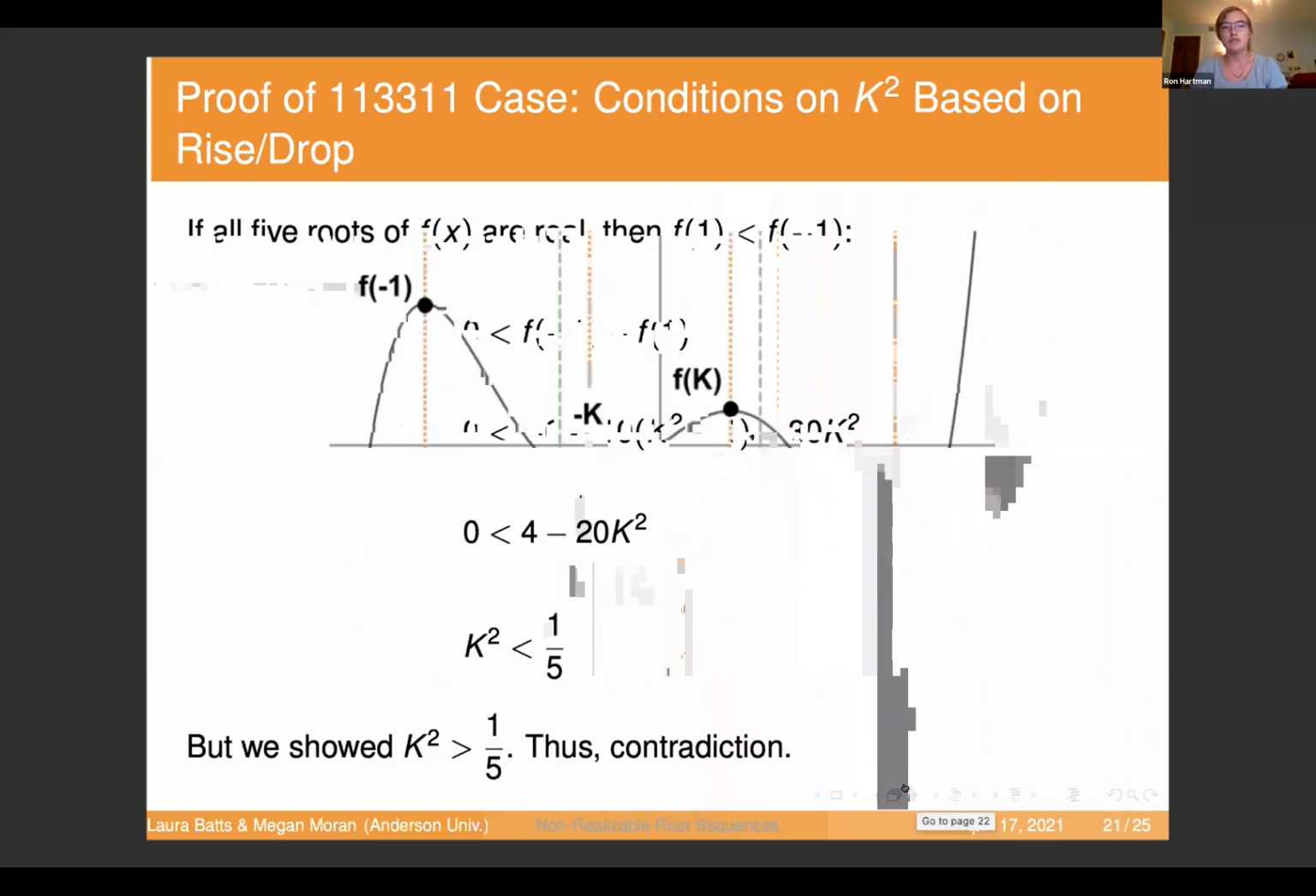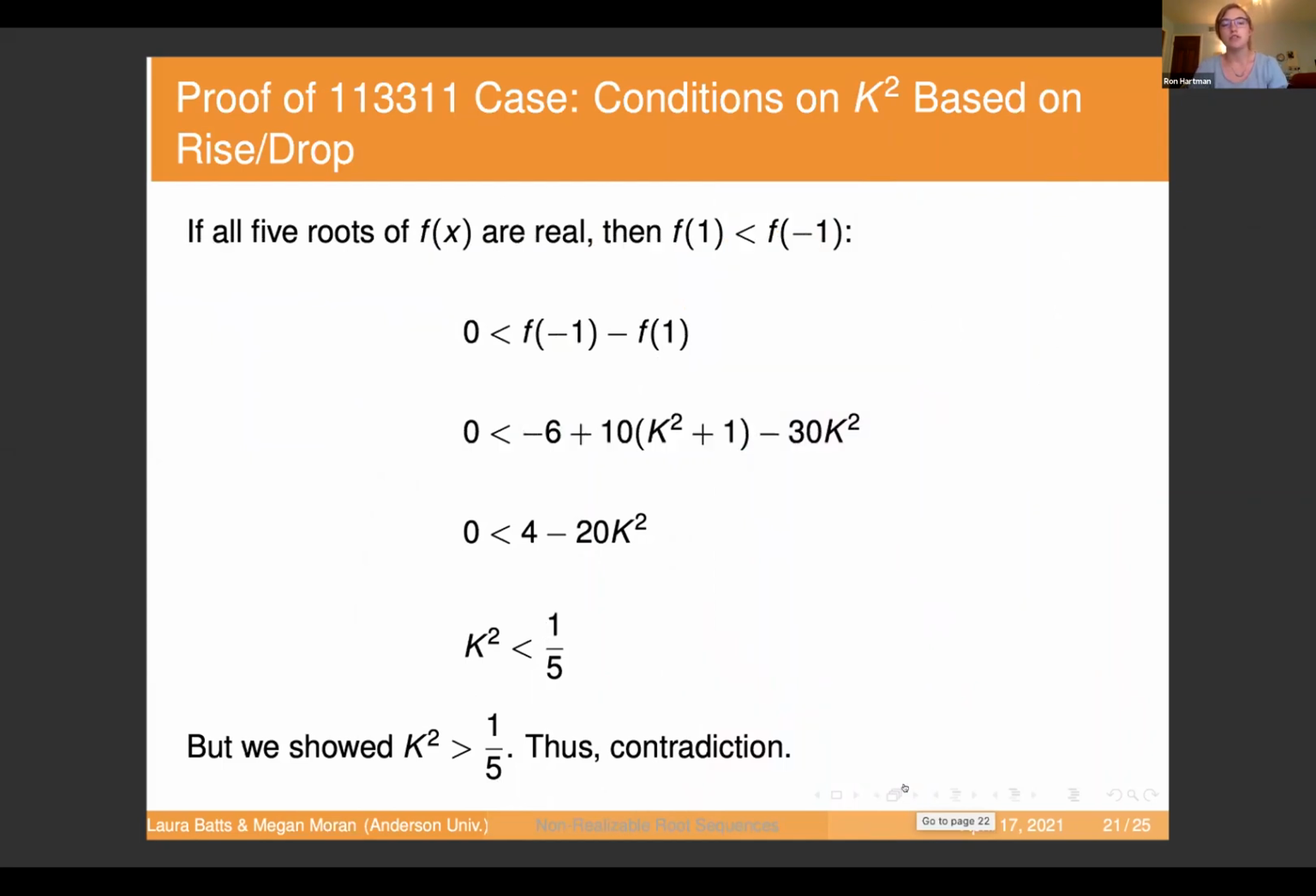we can use this constraint that f of 1 needs to be less than f of -1 to do some more algebra and get that k squared needs to be less than 1/5. And if you remember what we talked about earlier with the first condition, we had shown that k squared needed to be greater than 1/5, and thus we've reached our contradiction. So this is good news.